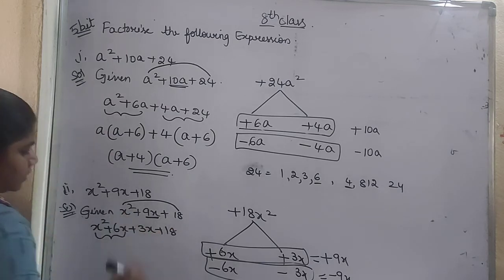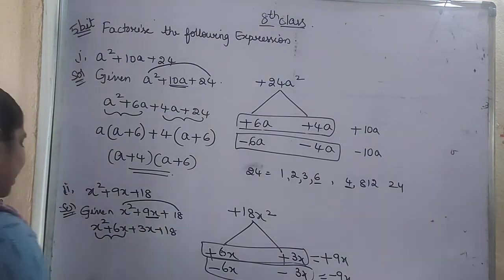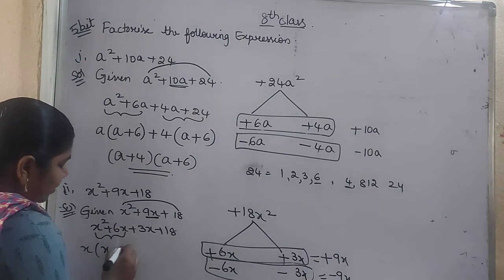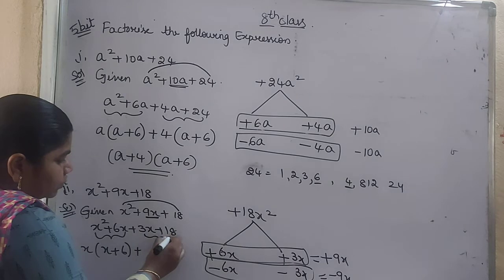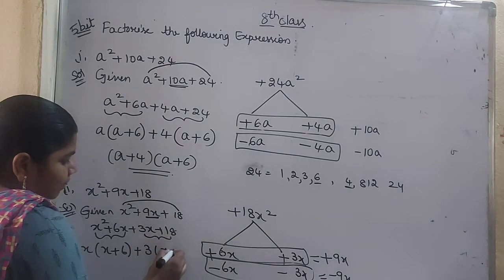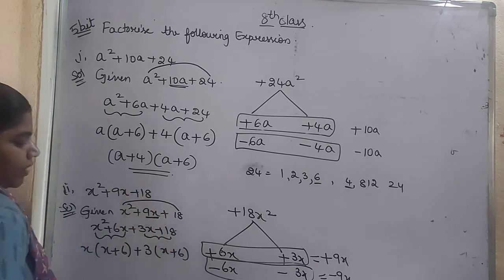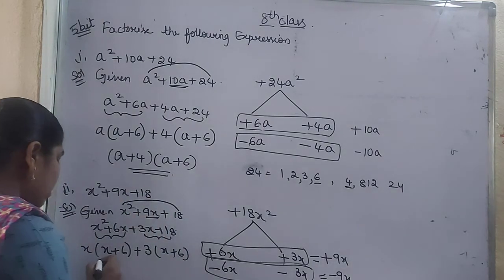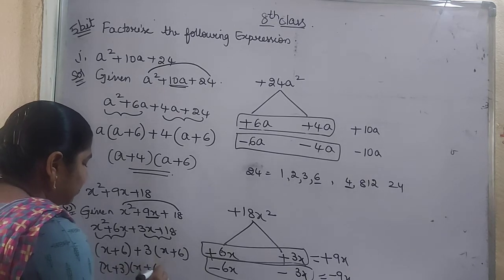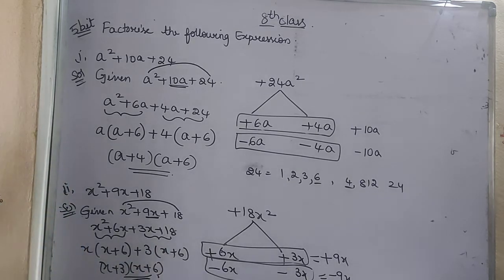Now in these two, what is the common value? Common value is x. Remaining terms we have to write in bracket, that is x plus 6, plus in these two terms 3 is common, so I am taking 3 as common. x plus 3, 6 times 3 is 18. So what are the factors now? One factor is x plus 3 and other factor is x plus 6. So these are the two factors of the given question.